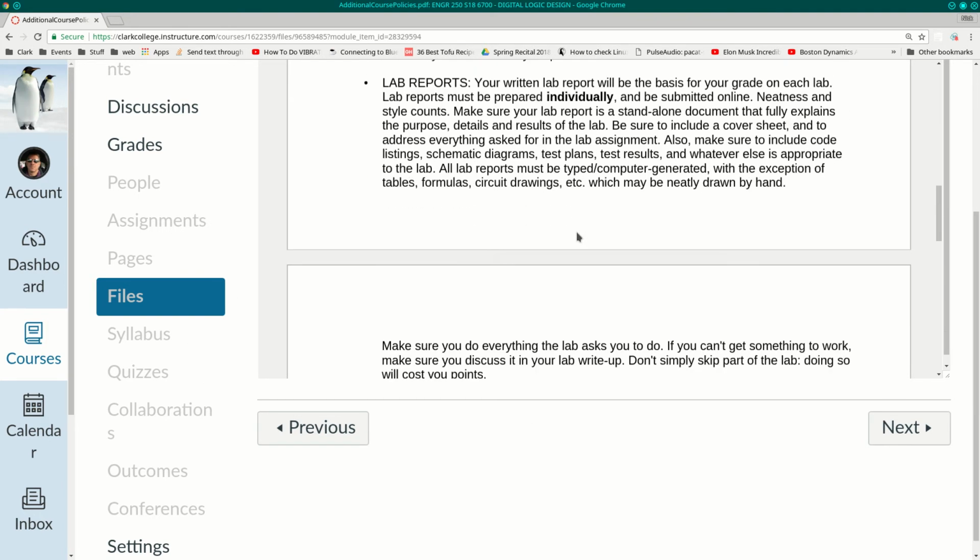Lab reports need to be written individually. You're working on the lab with other people in your group. So you're doing the experiments together, you're building the circuits together and so on, but the report that you turn in on Canvas has to be your own writing. Okay? The only thing that you can share from one report to another are things like circuit diagrams. Okay? Drawings that you've worked on as a group.